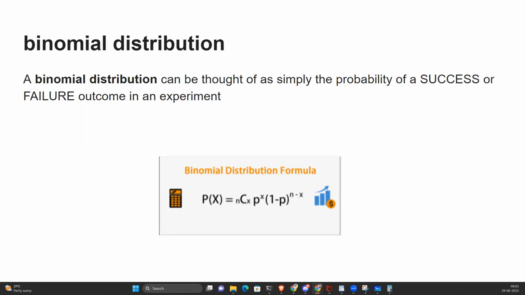Did you guys understand when we should apply the binomial distribution and when we should not? When the category is only two classes, and we only have to take a decision between these two classes, then we should go with the binomial distribution.